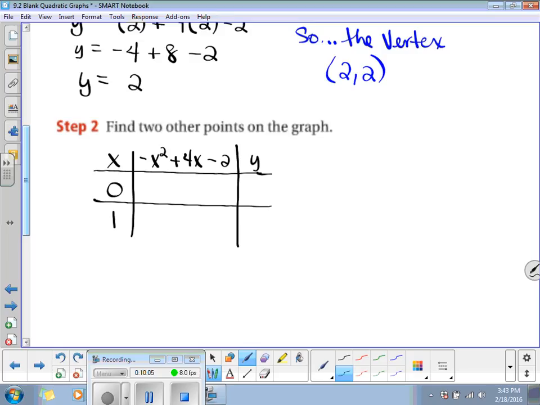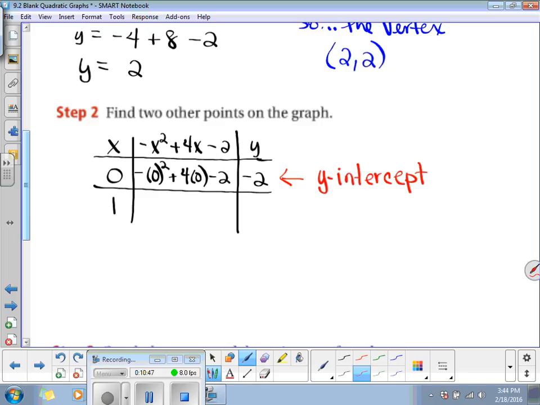0 and 1. Okay? Now, when we substitute the 0 in, we've got negative 0 squared plus 4 times 0 minus 2. Of course, 0 plus 0 minus 2 is going to give me negative 2. Right? By the way, when I put the 0 in for x and solve for y, what point does that give me? This is also the y-intercept. Very good.